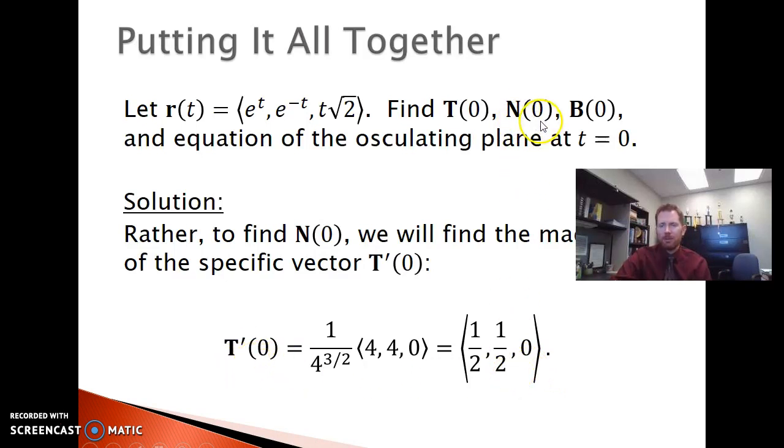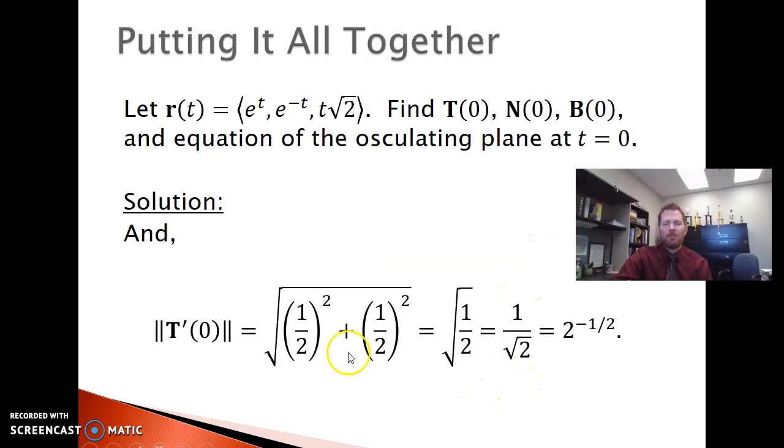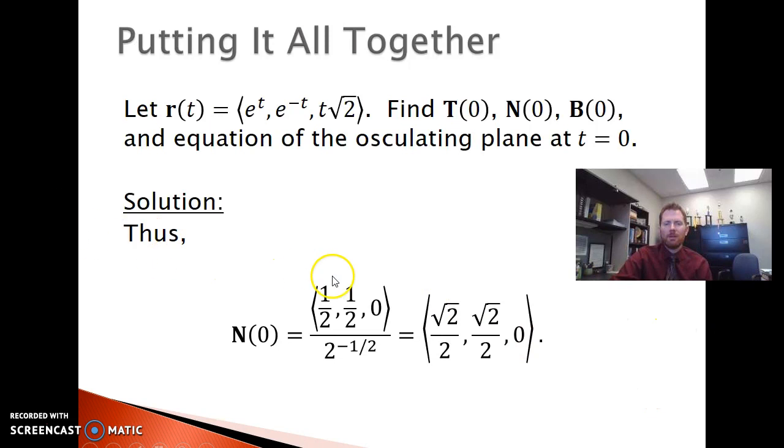I need N(0). So N(0) is T'(0) divided by the magnitude of T'(0). So I simply need to find the magnitude of this particular vector. Finding the magnitude there, it's the square root of the sum of the components squared. We end up with 1 over the square root of 2, or 2 to the negative 1 half. So N(0) is T'(0) divided by the magnitude of T'(0). And if you simplify this, you would get the square root of 2 over 2, comma square root of 2 over 2, comma 0, and that's N(0).